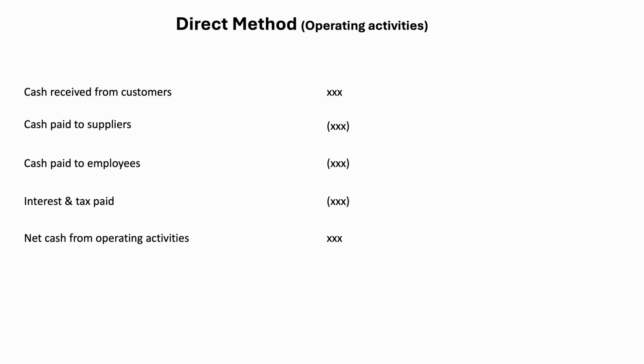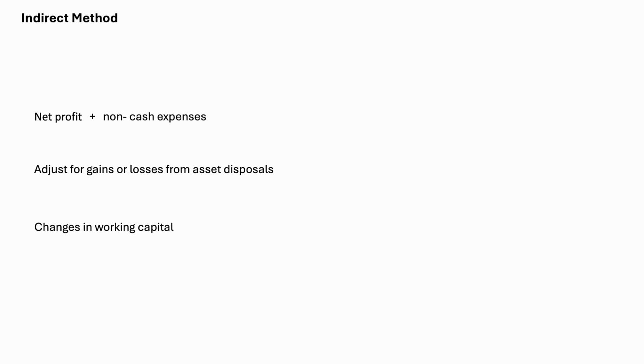Method number 2 is the indirect method. This one starts with the net profit and then makes adjustments to arrive at cash from operating activities. For example, you add back non-cash expenses like depreciation, adjust for gains or losses for asset disposals, and take into account changes in working capital like receivables and payables.